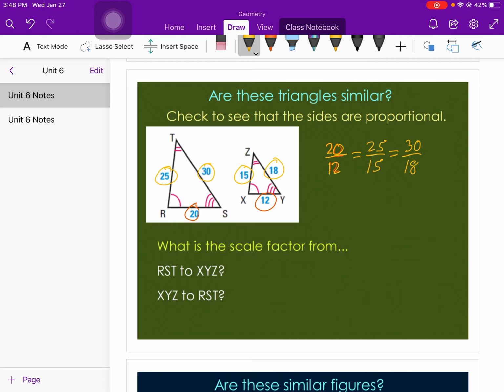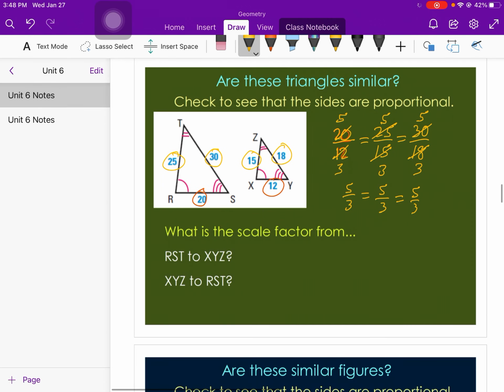So we reduce these fractions. Remember, to reduce fractions, you just look for common factors. So 4 goes into both of these, we would get 5 over 3. 5 goes into both of these, we would get 5 over 3. And 6 goes into both of these, and we would get 5 over 3. So notice we get the same fraction every time. So the sides all reduce down to the same fraction.